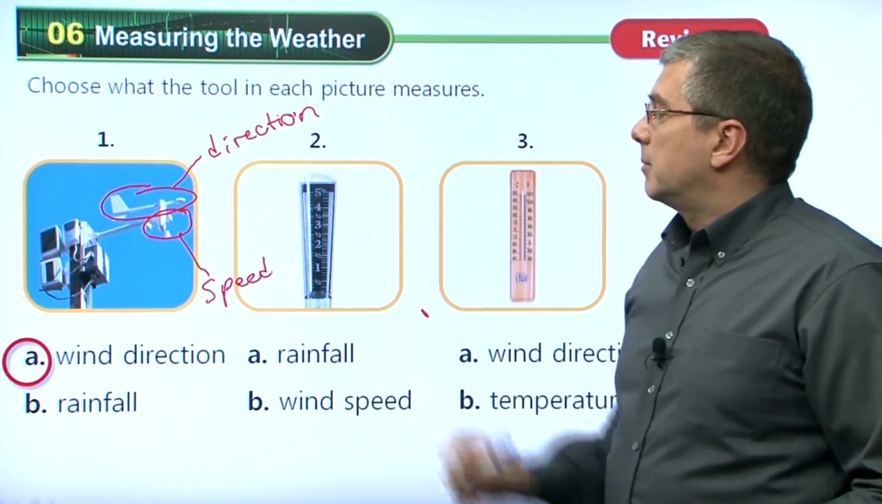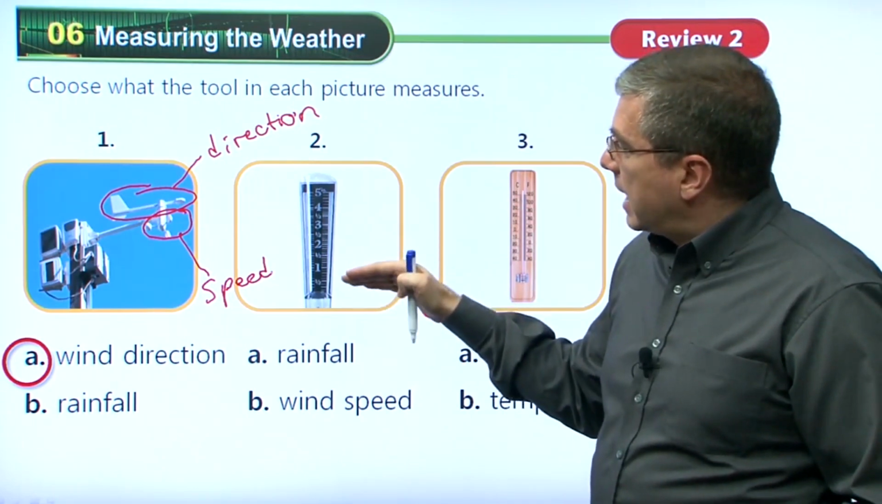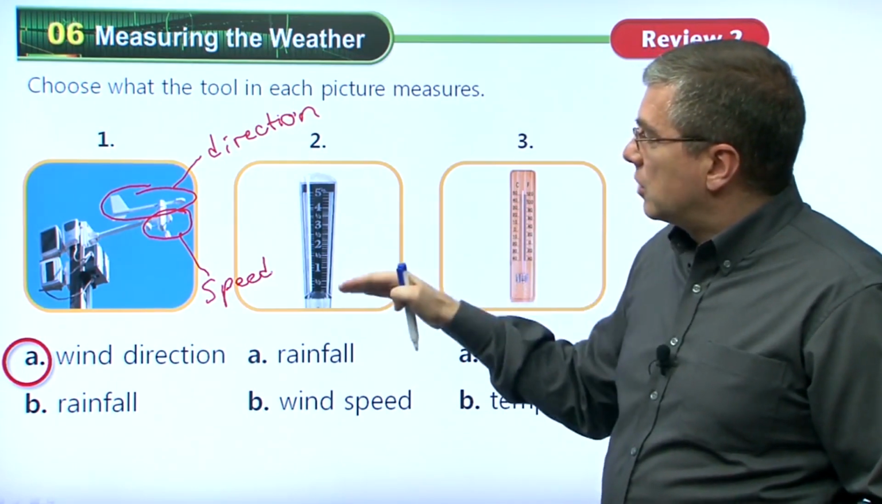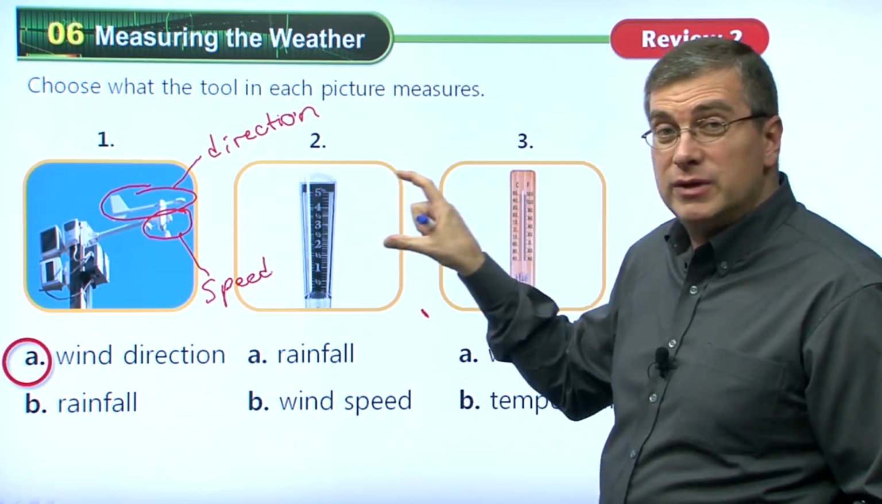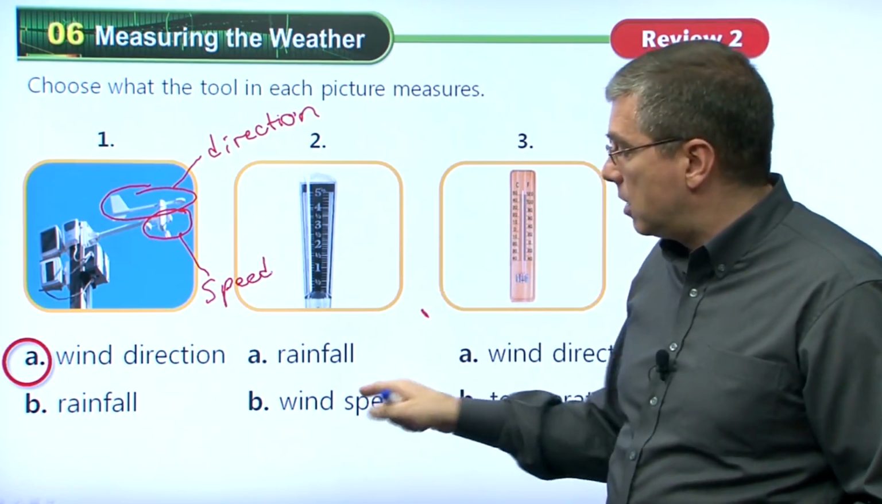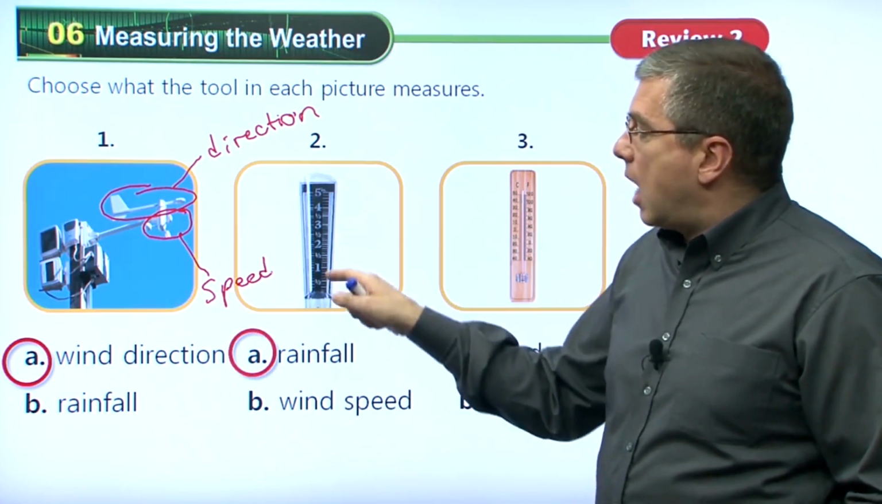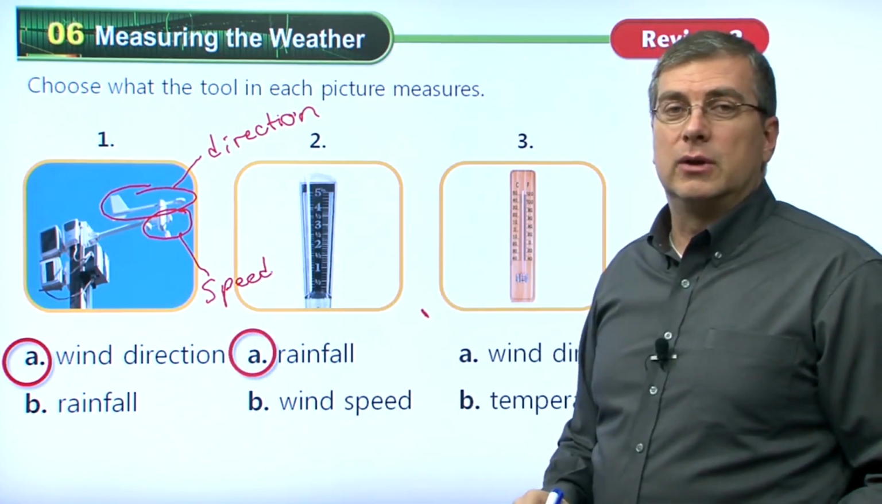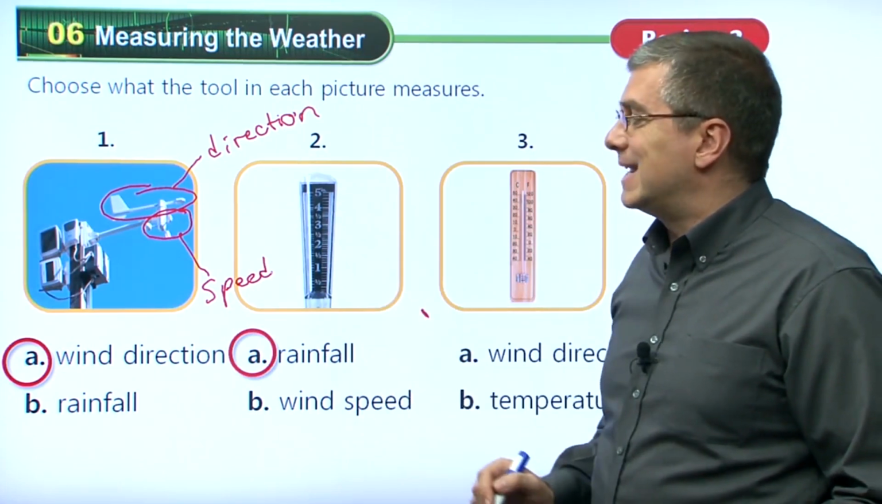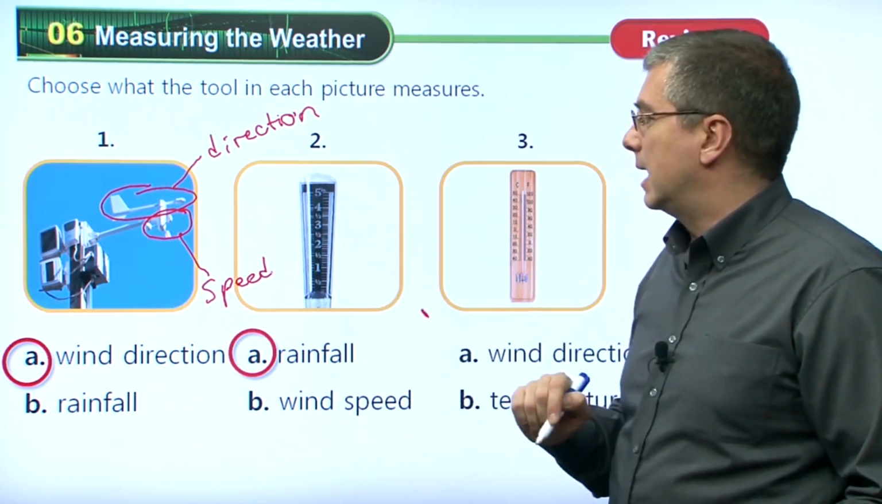This next part, number 2, this is an instrument for measuring what? It shows us the amount of something. The amount of what? Rainfall or wind speed? Well, of course, it's measuring rainfall. How much rain fell during a certain period. This is a rain gauge. Okay, this is a rain gauge.